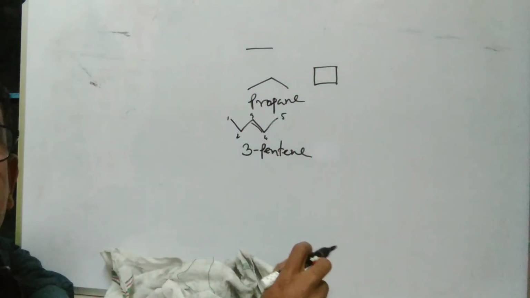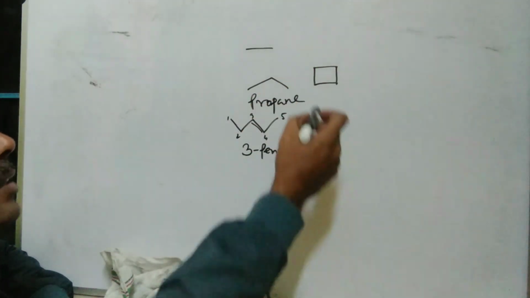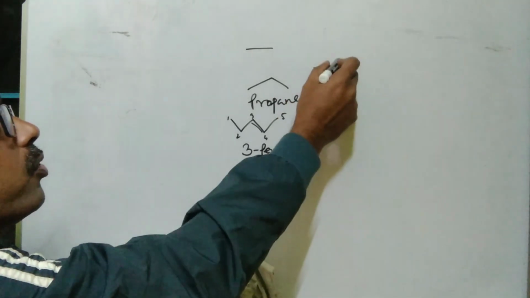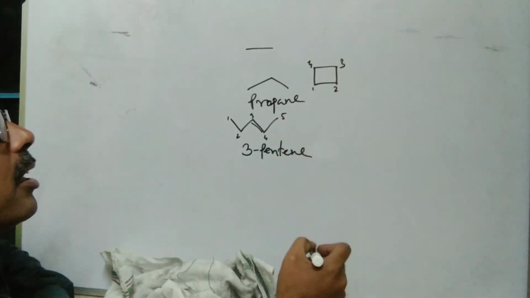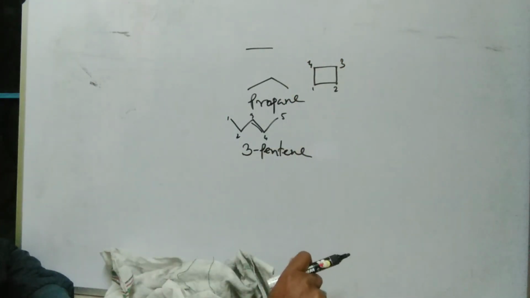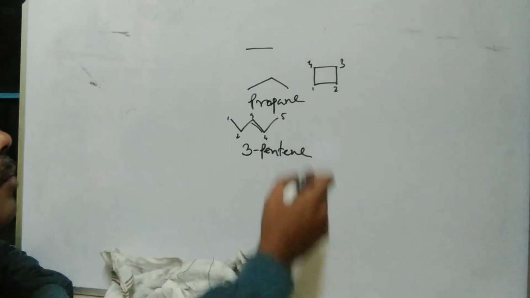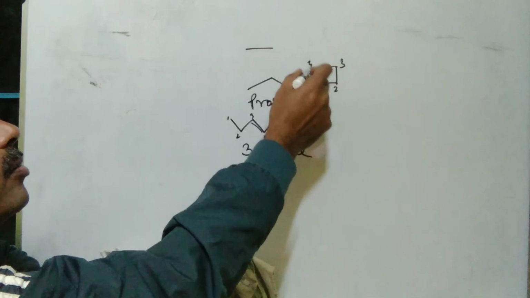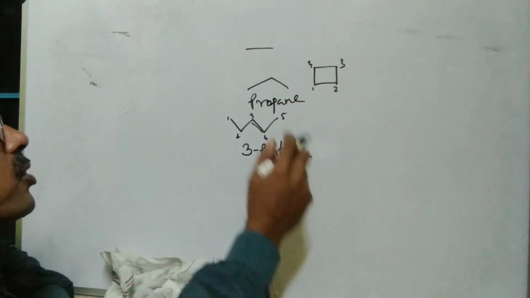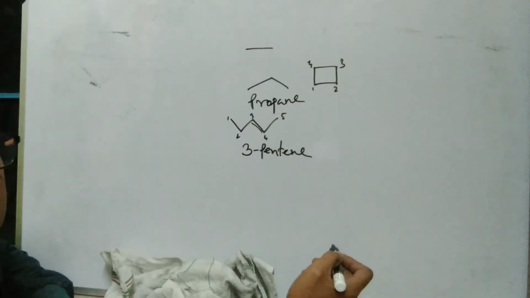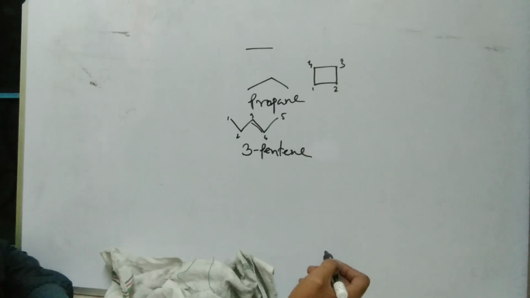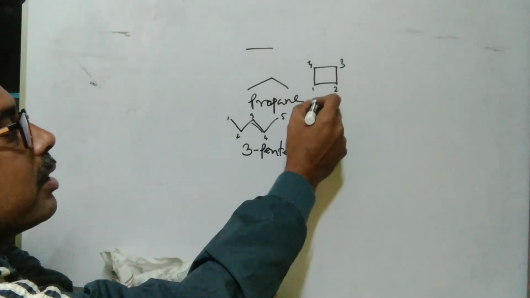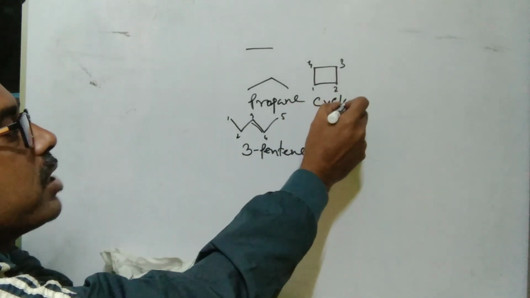This is a cyclic compound, and the total number of carbons present is 1, 2, 3, 4. Since this is a hydrocarbon, because we don't see any other atoms, the rest must be hydrogen atoms. For 4 carbon atoms it is butane, and since it is cyclic, the name of the molecule is cyclobutane.